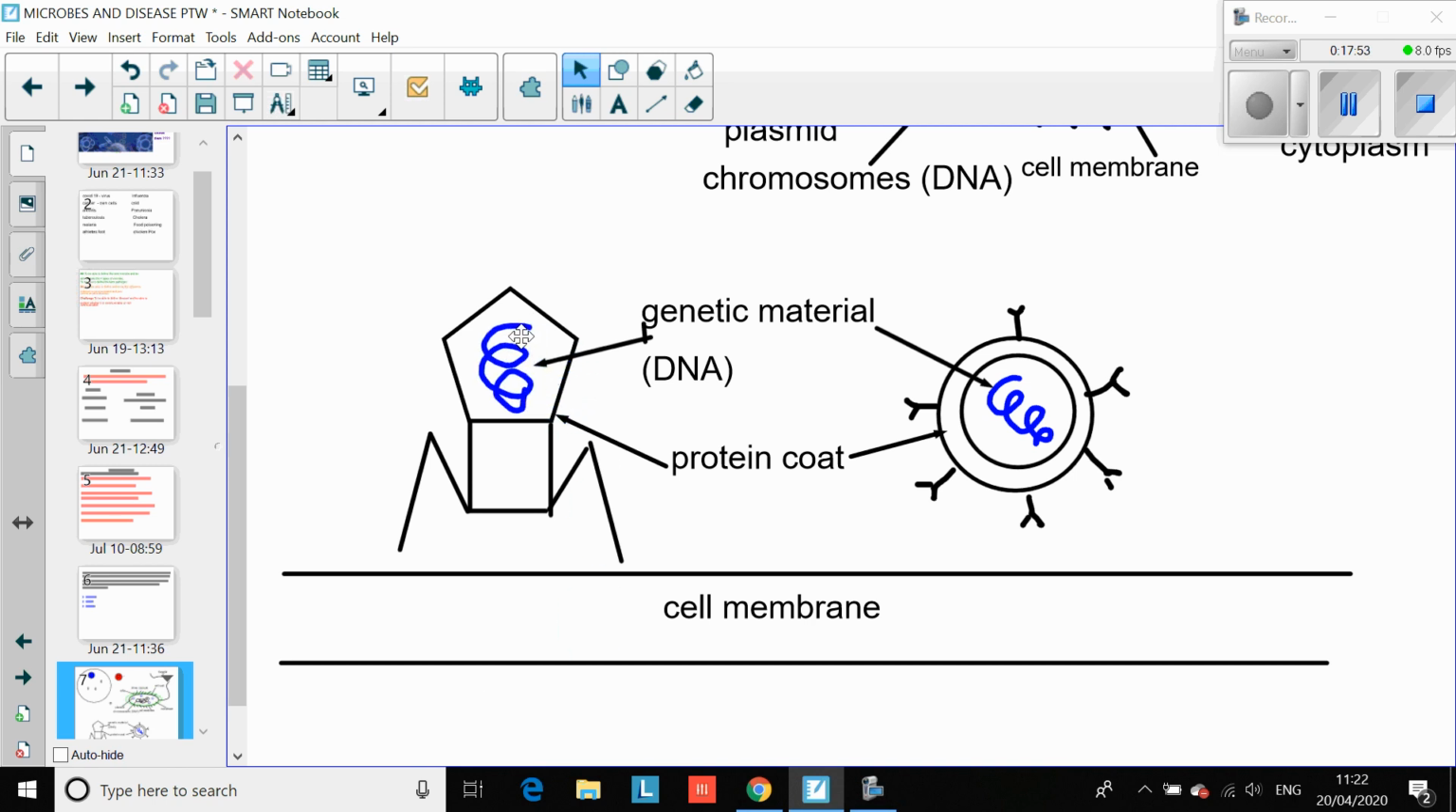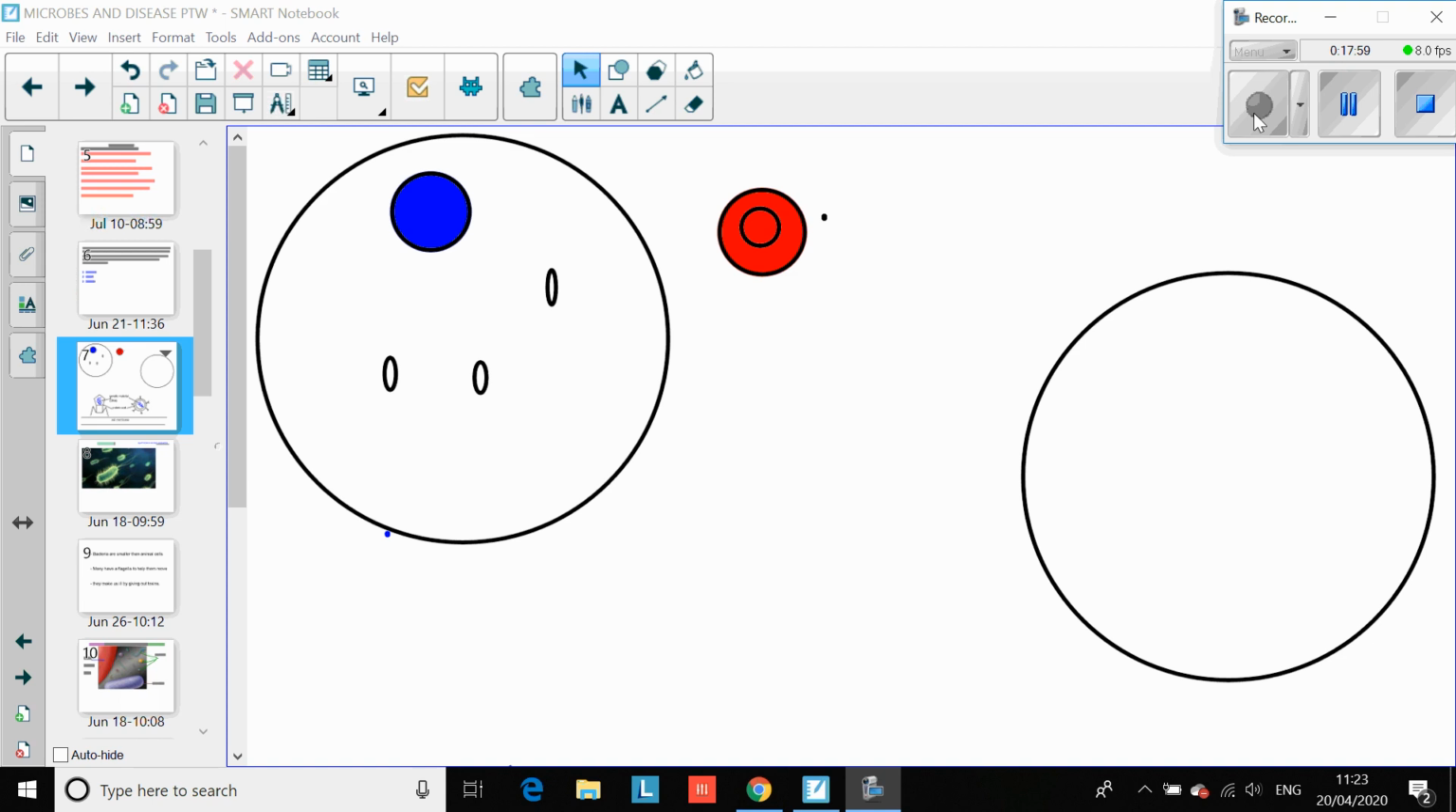Okay, so what you need to do is very quickly pause the tape again and copy this up. Okay, so last but not least are fungi. So we've got a typical human cell here, and we've got a red blood cell, we've got a bacteria.